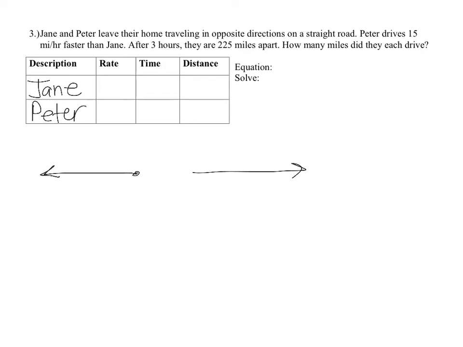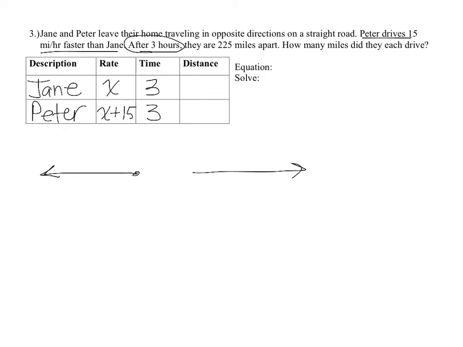Peter drives 15 miles per hour faster than Jane. So this does not tell us how fast they're driving, but it gives us a comparison. Peter's the faster driver, so if I call Jane x, then Peter is x plus 15. If you called Peter x, then Jane would be x minus 15. Then it says after 3 hours, they are 225 miles apart. The 3 hours is how long they've both been traveling in their vehicle. Both of them have been traveling for 3 hours.